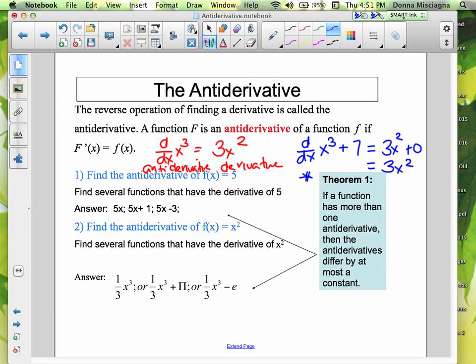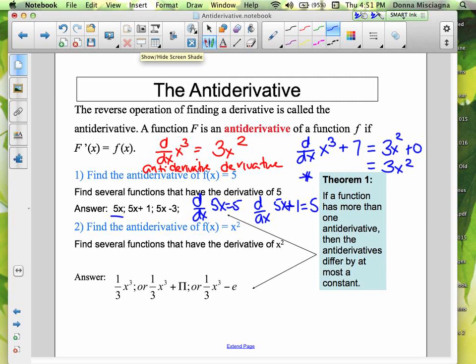Here's another example. We want to find the antiderivative of f of x equals 5. What functions have 5 as their derivative? Well, the derivative of 5x is 5, and the derivative of 5x plus 1 is 5. As a matter of fact, the derivative of 5x plus any constant is going to be 5. Okay?